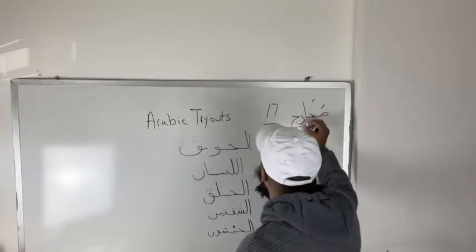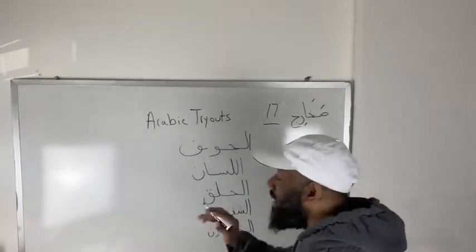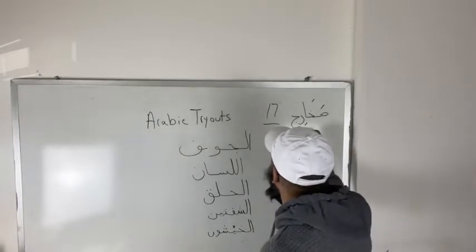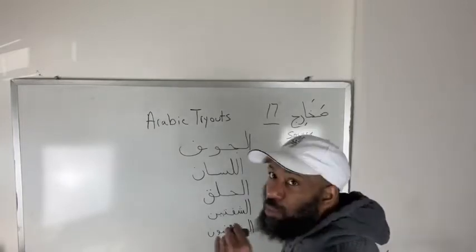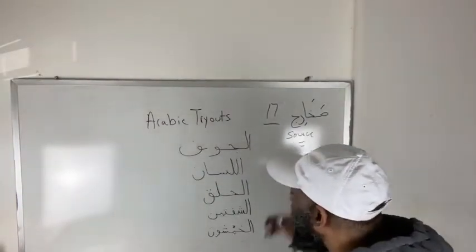Makharij is the plural for the word makhraj, but not to get confused and not to be too technical, we're just going to say source. And if you remember the video, points of articulation. So, where the letters come from: 17.